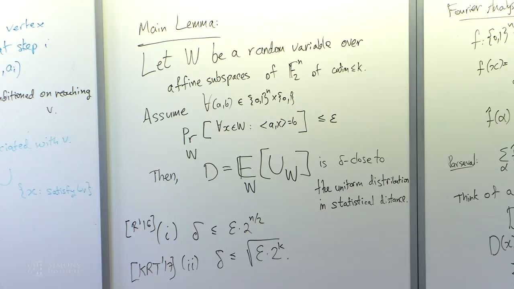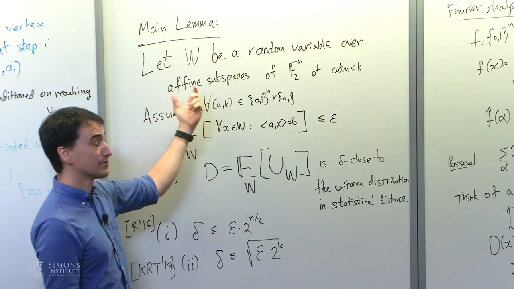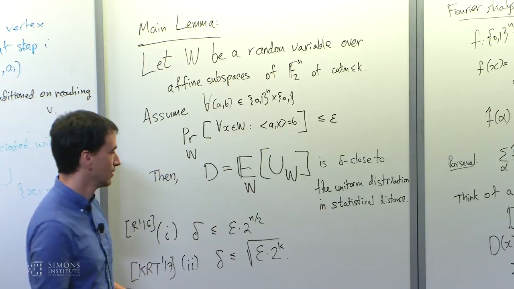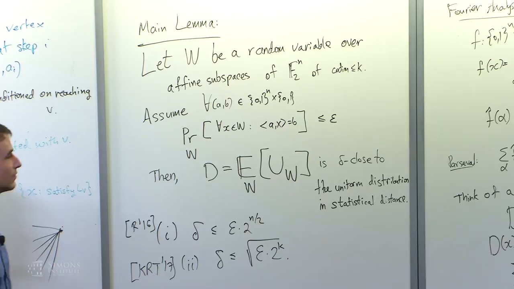And we said that we have this dichotomy. So we look at this W, which will be a random variable, taking values, and the values will be affine subspaces of F2 to the n. So think of it as if you condition on reaching here, then you have some distribution over the edges, and this gives you a distribution over subspaces. Okay, so think of this W as a random variable.